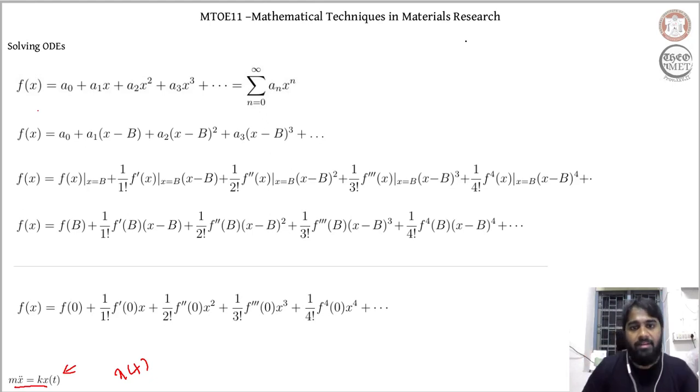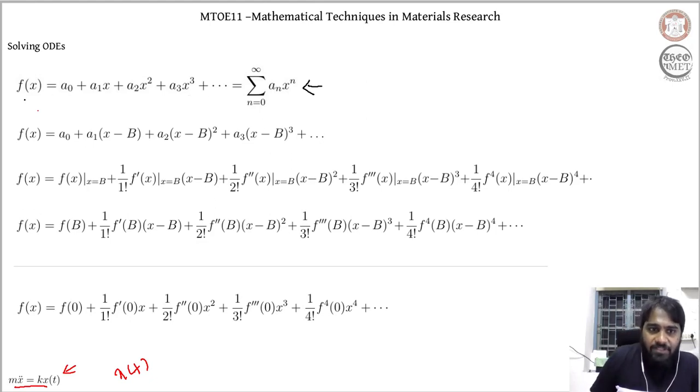When we make that assumption, it is possible for us to write the solution f of x as something like this. It is possible for us to write the solution that is smooth, that is differentiable, in this form. We refer to this as a power series. Now, the f of x here is a generalized solution for something of this sort. When I have a similar expression in a generalized case, it will be something like this.